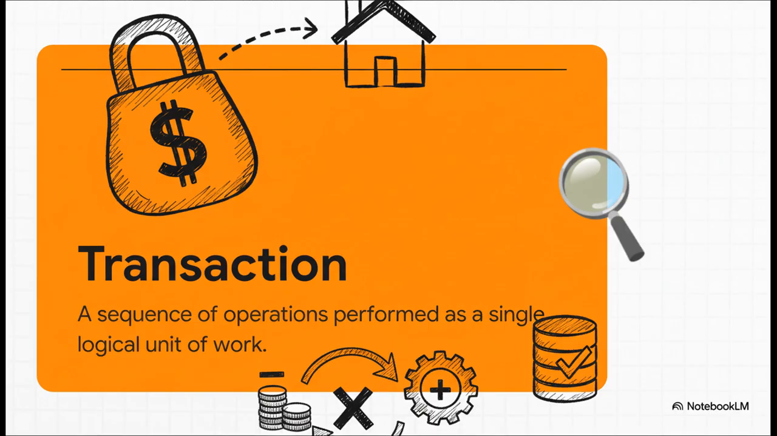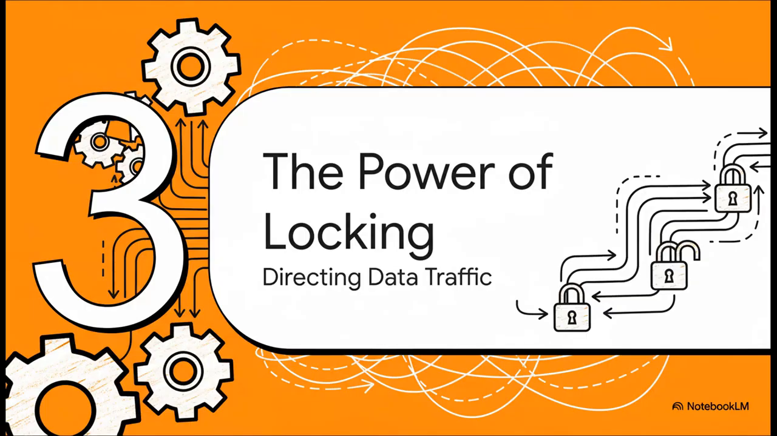A great example is transferring money. That single transfer involves two distinct operations: taking money out of your account and putting it into the other person's account. Now, imagine if the debit from your account works but the credit fails. You've just lost money into thin air. A transaction ensures that either both operations happen or neither of them do, which keeps the database in a perfect, consistent state.